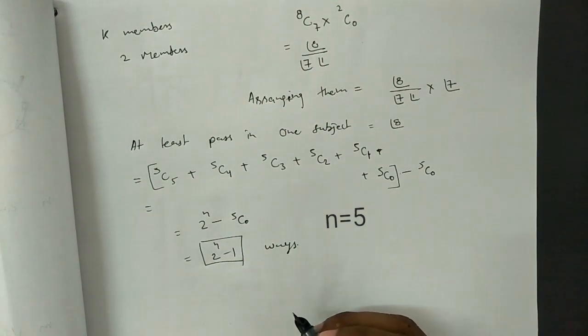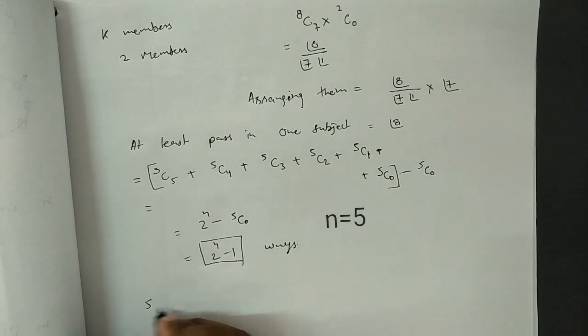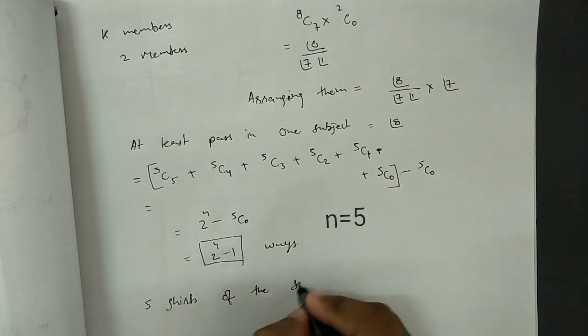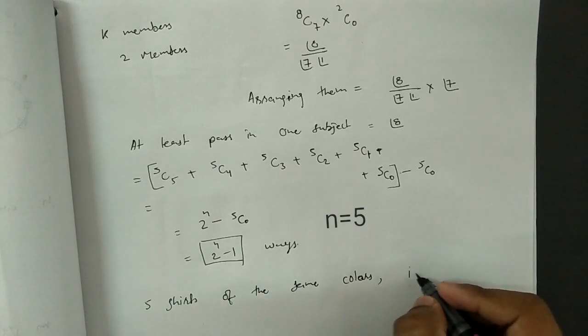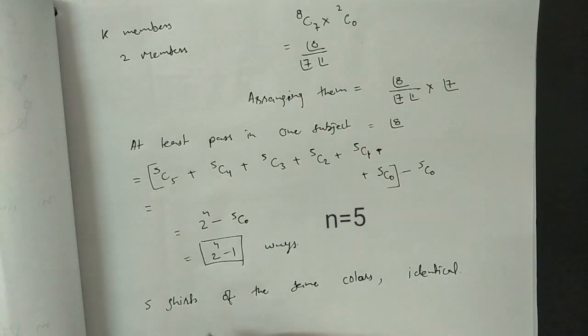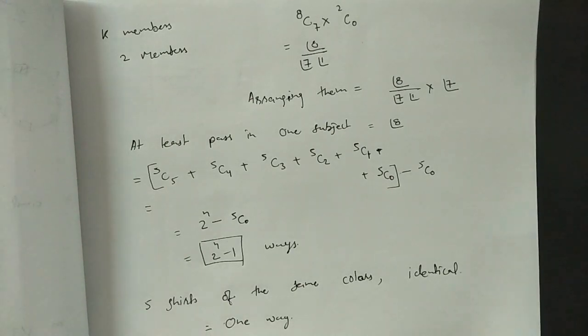So if you have similar t-shirts like Mark Zuckerberg, and you are choosing one of them, if you have 5 shirts of the same color, they are all identical. So how many ways can you choose? One of them is only one way, because all are identical. There is no difference which one you are taking. So there is only one way.